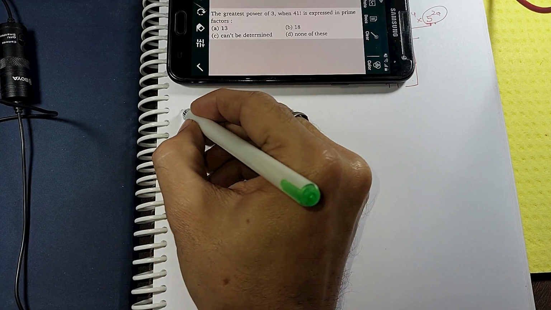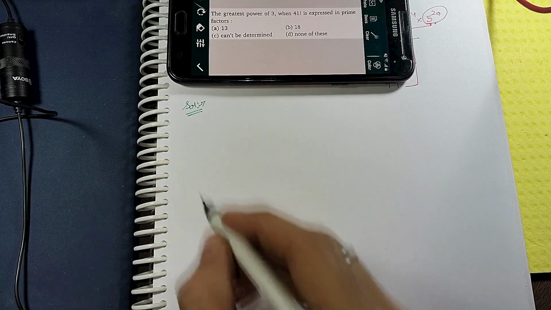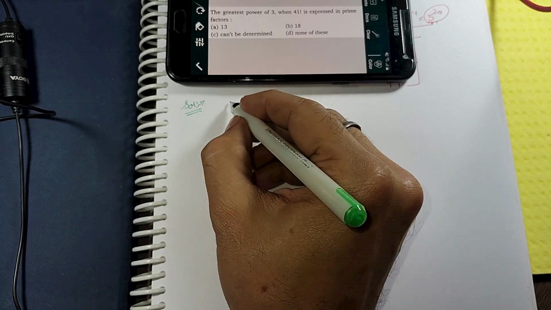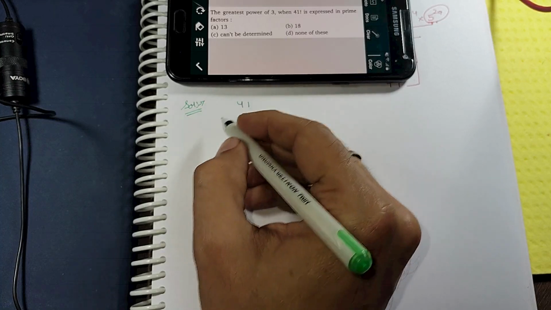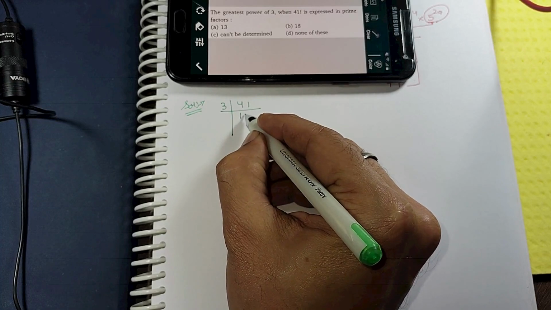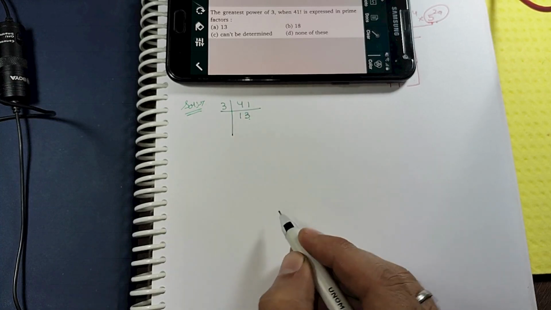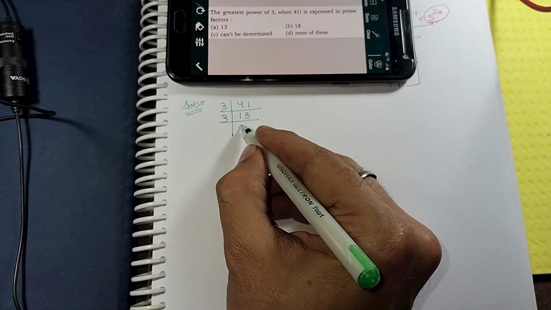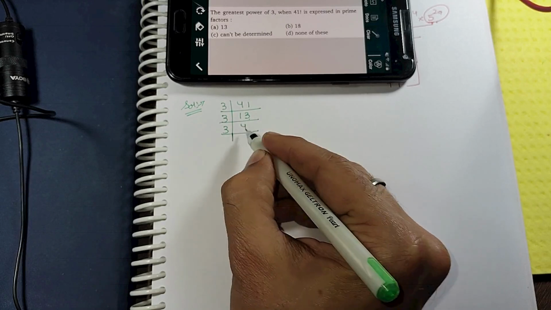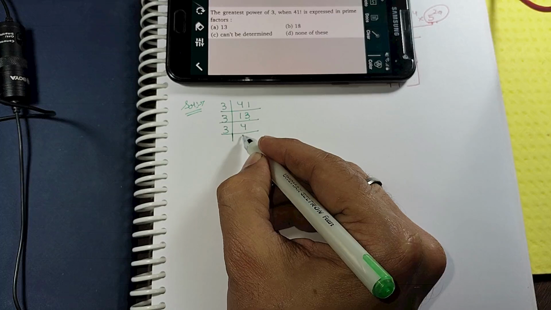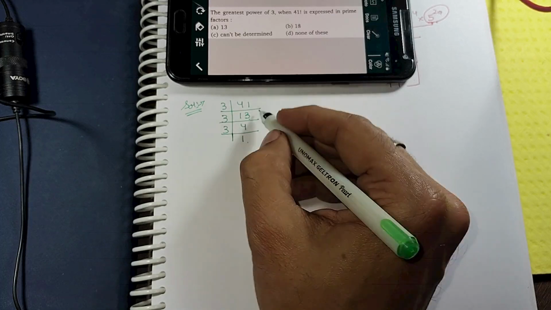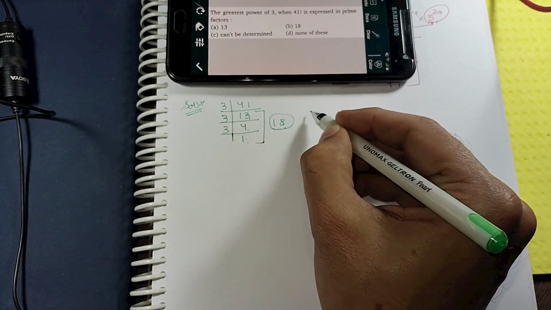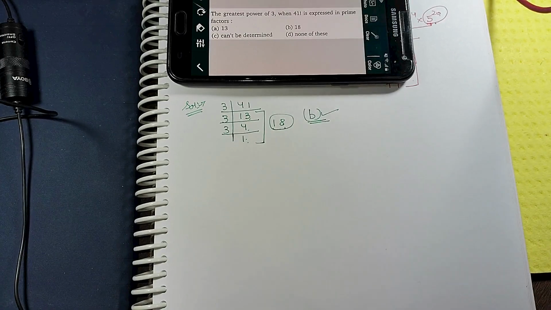The greatest power of 3 when 41 factorial is expressed in prime factors is. So we need to find how many 3s are there in 41 factorial. How will we find that? We divide by 3, so it will be 13, since 3 into 13 is 39, the closest lesser number. Then again with 3, it will yield me 4, and we go up to the point when it becomes less than 3. Then 1. So the total number of 3s will be 13 plus 4 plus 1, which is 18. So the right option for this will be option B.